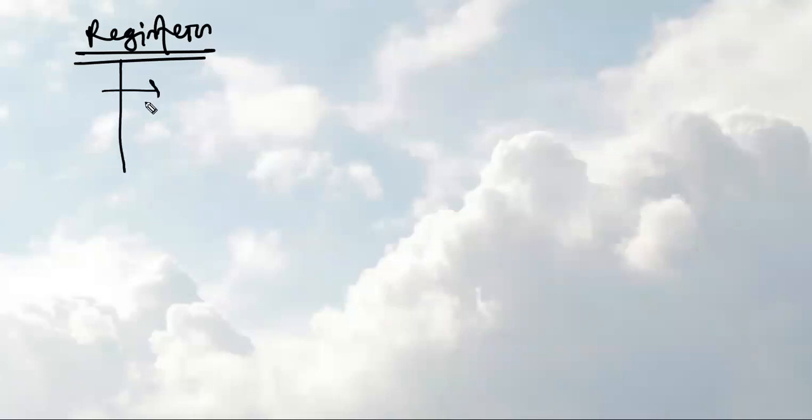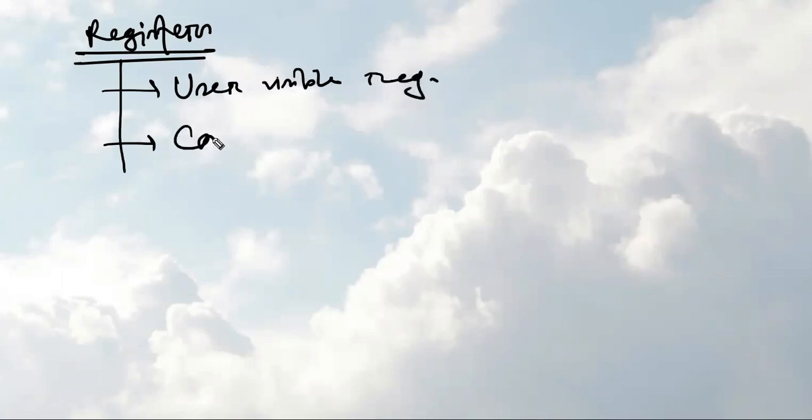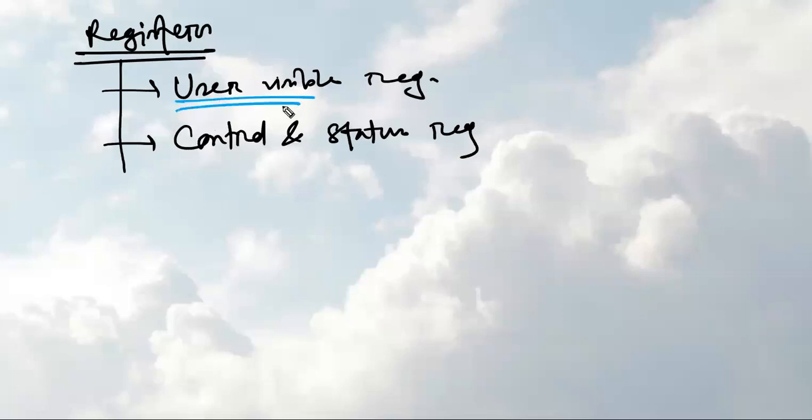They could be divided into two types. One is named user visible register. Another is control and status register. From this name, it is evident that this register will not be accessible for users or programmers. That means it is a privileged or authorized register only used by the OS and the processor. And these user visible registers are used by the programmers and users.